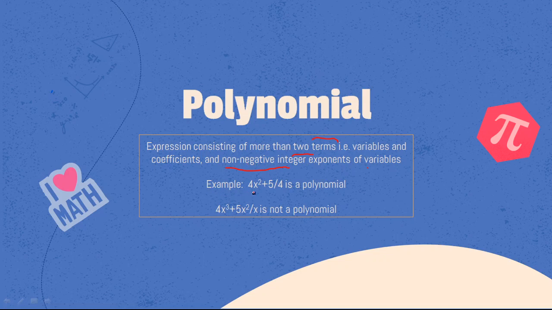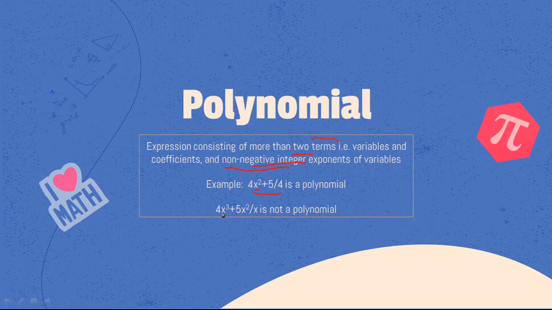For example, look here, 4x square plus 5 over 4. Here x has power 2. So that's why x has a non-negative integer exponent, you can say a positive integer exponent. That's why it's a polynomial.